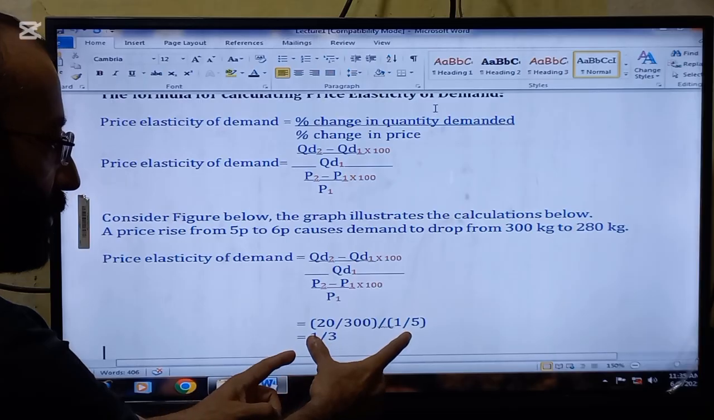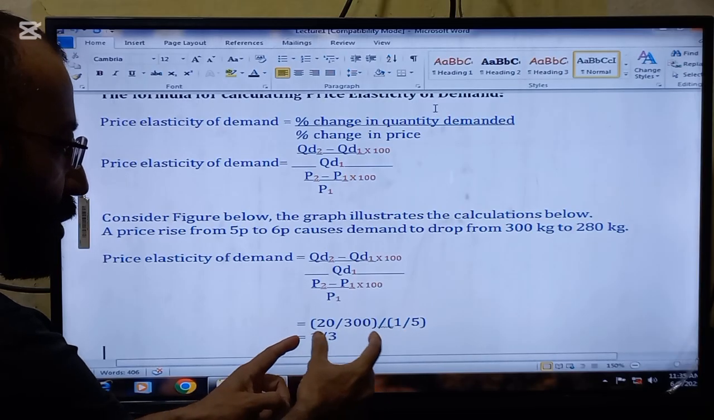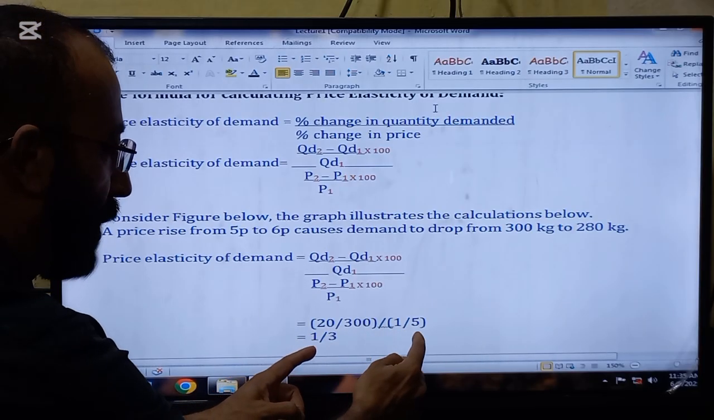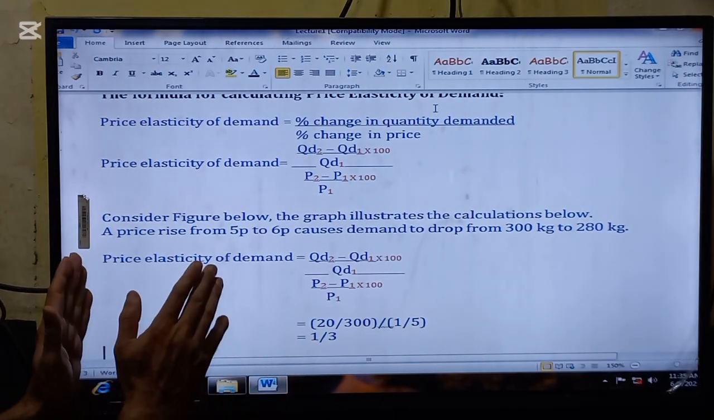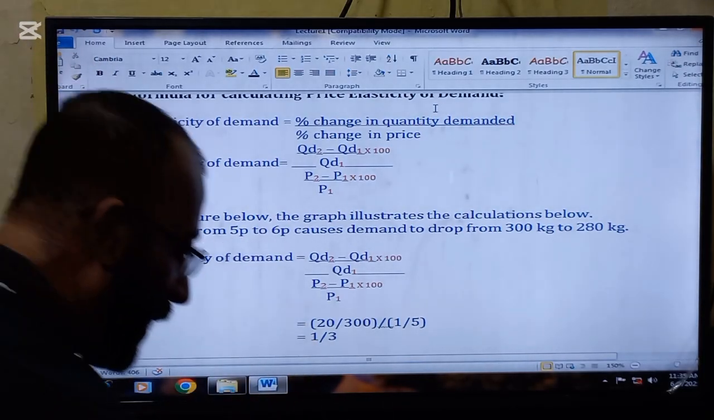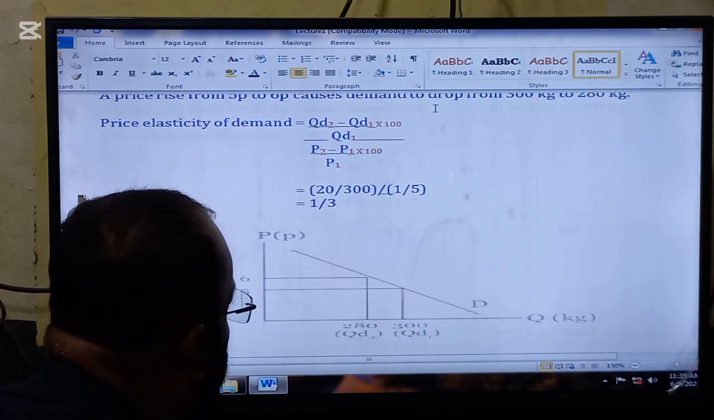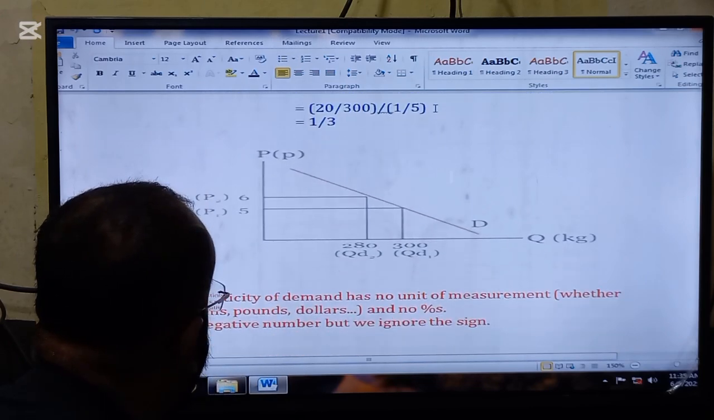Now you will solve this mathematically. So 20 over 300 whole divided by 1 over 5, when you solve it, the answer will be 1 by 3. So this is the answer. This is the way how we will calculate the price elasticity of demand.